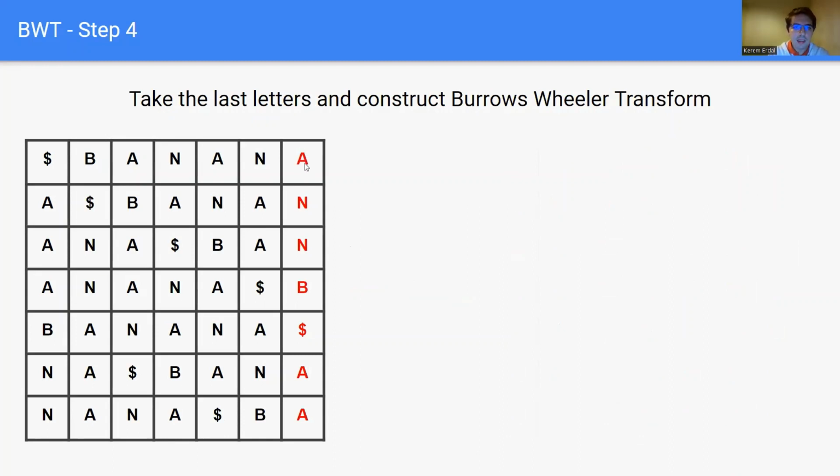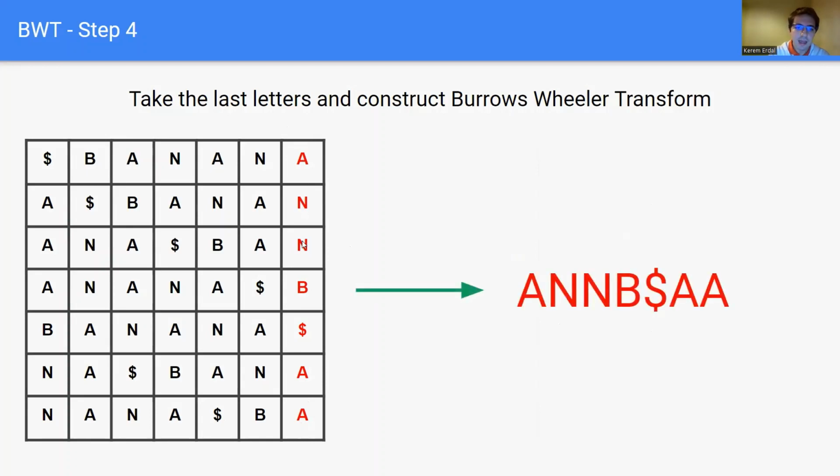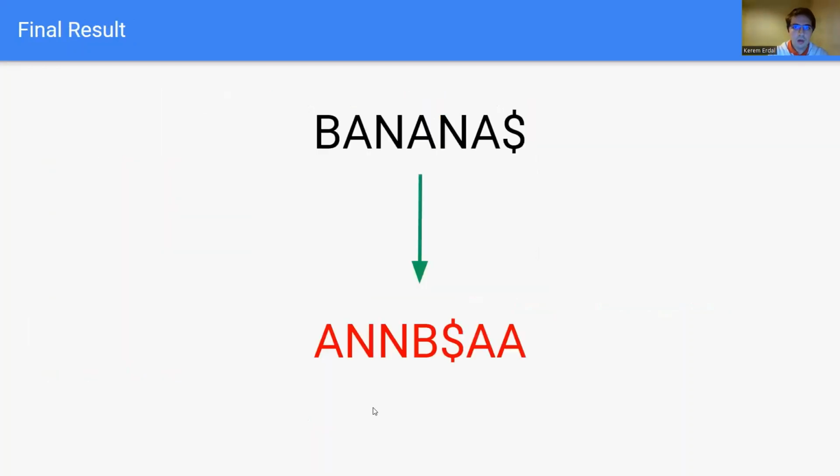When we take the last letters in each row, we can construct the Burrows-Wheeler transform easily. So these are already in sorted order. Thus, if we take the characters in the last column, we can directly obtain the Burrows-Wheeler transform, which is ANNB$AA. So we successfully found the Burrows-Wheeler transform of banana$ by using the appropriate steps.